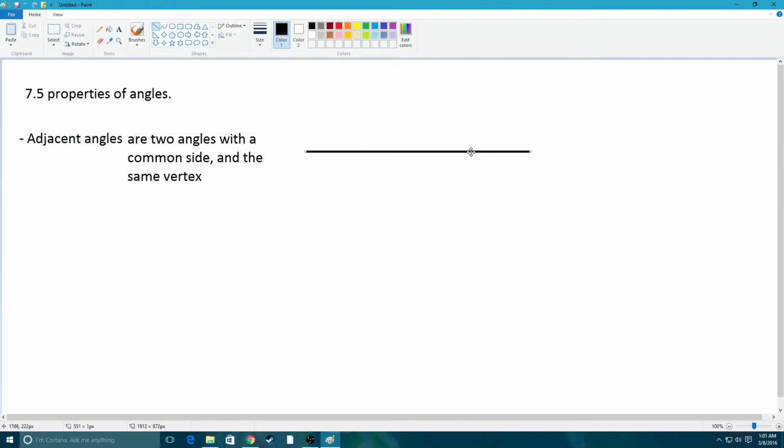So if I were to take this thing and take another thing right here, and I were to call this A, B, C, and D. Angle ABD and angle DBC are adjacent angles.